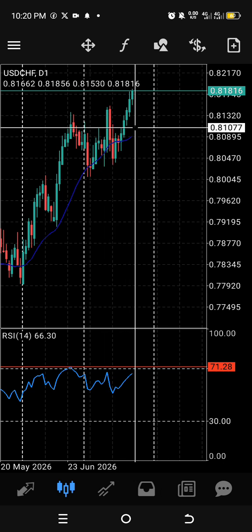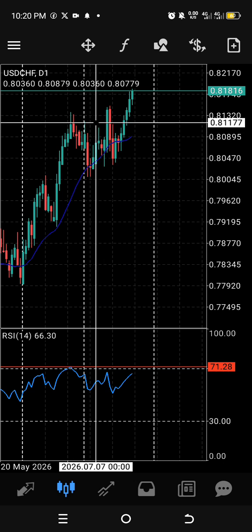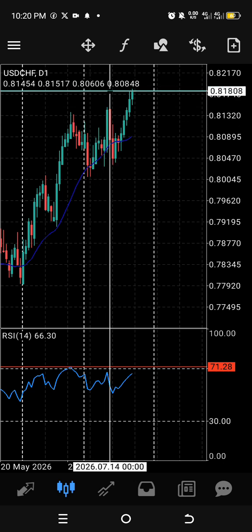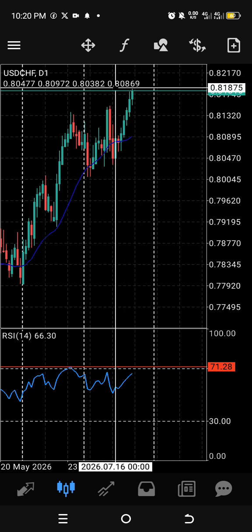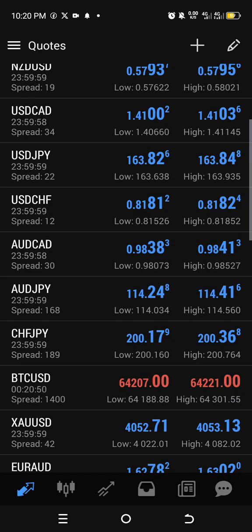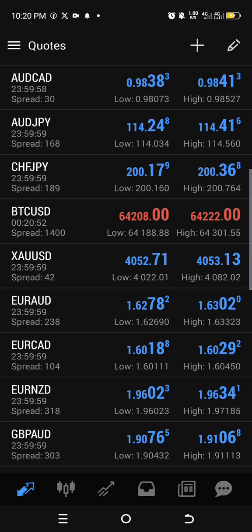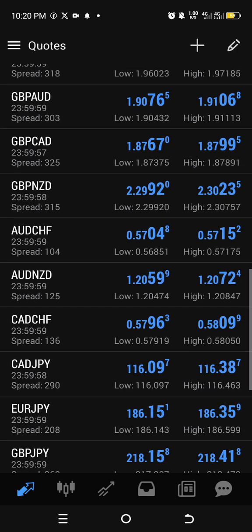And don't forget, the US dollar CHF overall trend is still an uptrend, but the pullback is what we want to play into now. Once the market is done pulling back, this trend is still very much up. Then the third trade is Great Britain pound Japanese yen on weekly time frame.